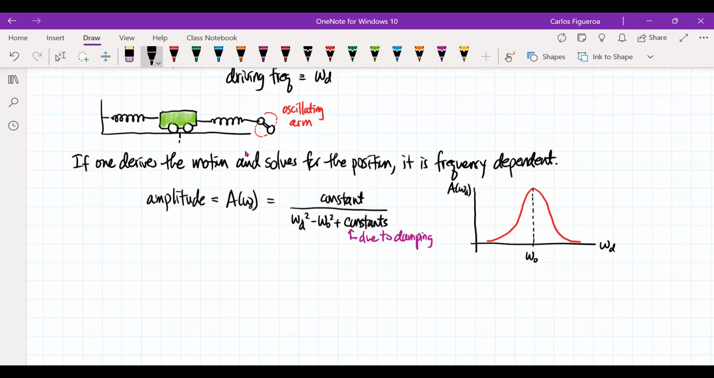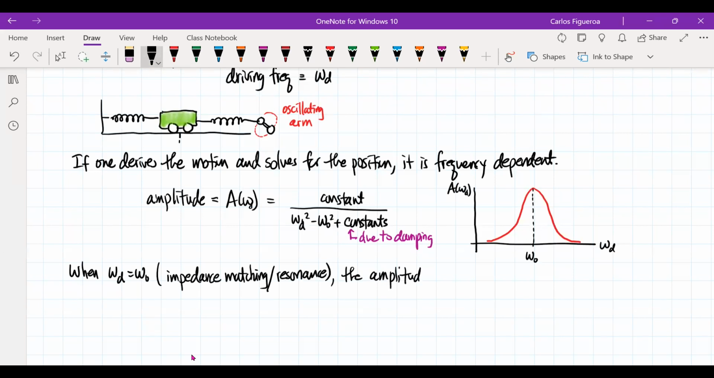So if I look at that graph, we can see that when omega d equals omega naught, this is what we call, I want to be careful, in AC circuits, impedance matching / resonance. So when omega d is equal to omega naught, the amplitude is maximum.